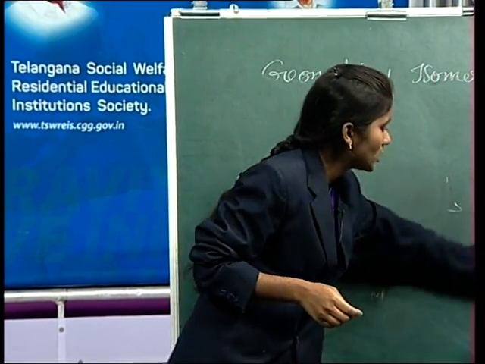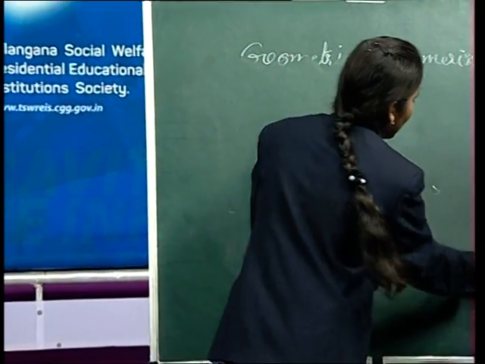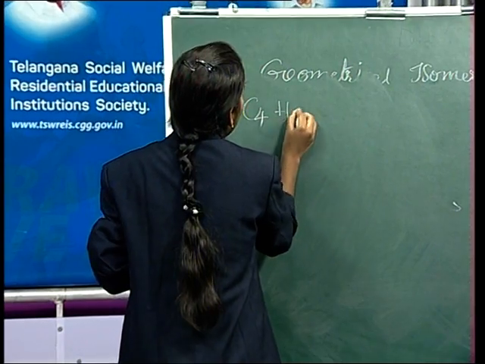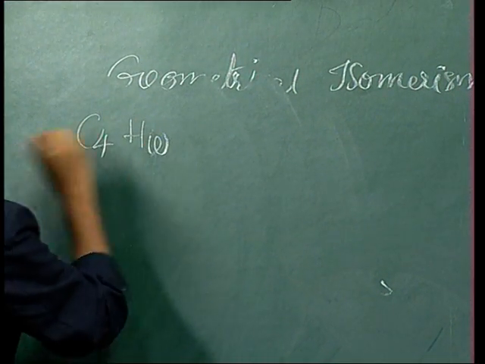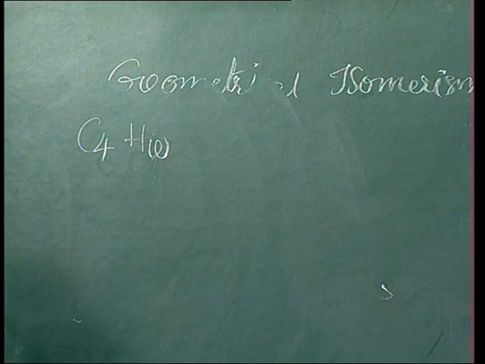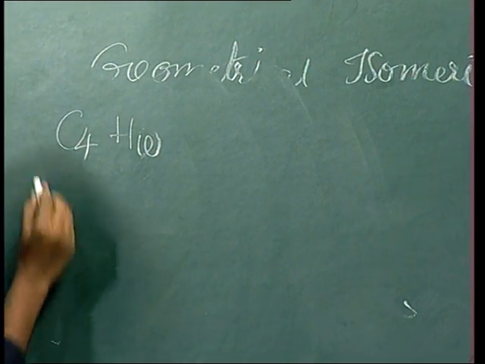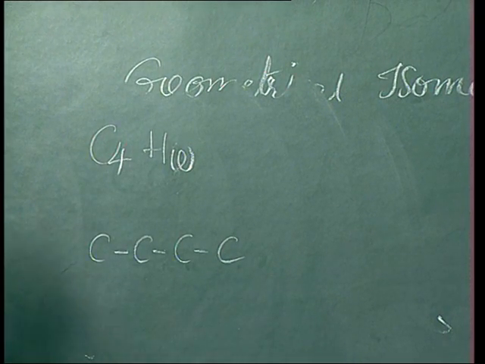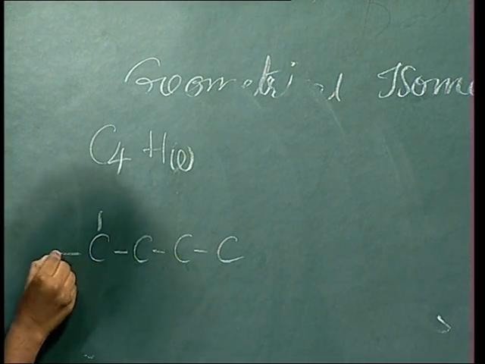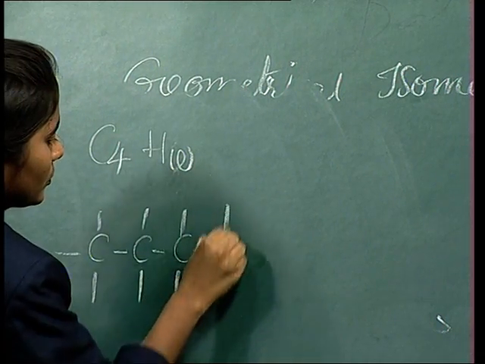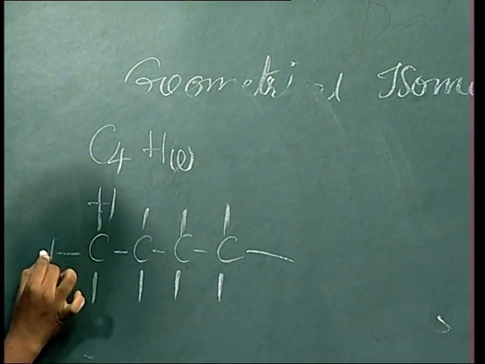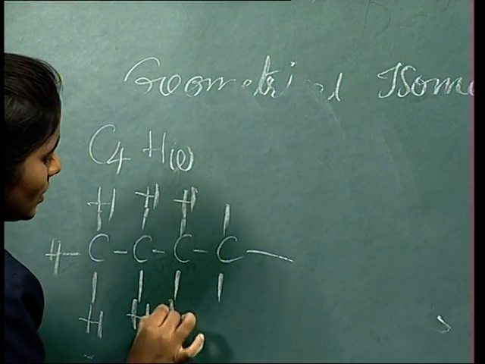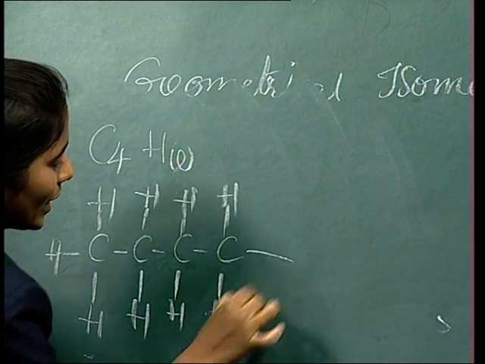Let me see. You know friends, you are very intelligent in chemistry. C4H10. First we take C4H10. What is the molecular formula? First we take the structure. How many carbons are there? 1, 2, 3, 4. Four carbons are there. How many hydrogens are there? Yes, 10. 1, 2, 3, 4, 5, 6, 7, 8, 9, 10.